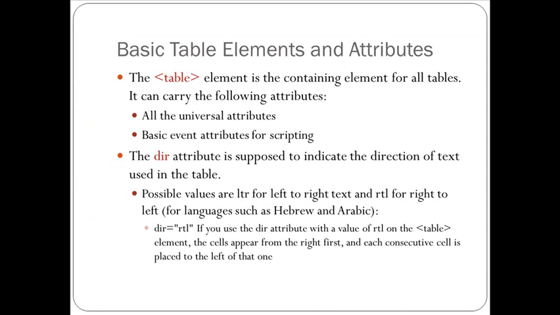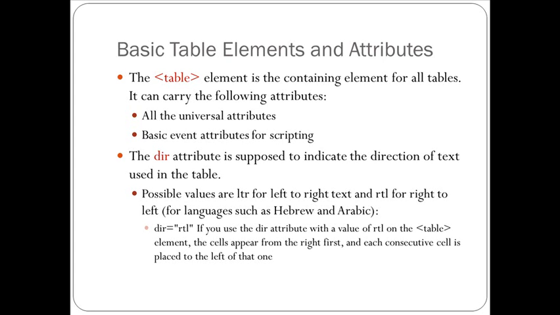The table element is the containing element for all tables. It can carry the following attributes: all the universal attributes and the basic event attributes for scripting, which we'll talk about later. The DIR attribute is supposed to indicate the direction of text used in the table. So possible values are LTR for left to right, or RTL for right to left. Those will be used for languages such as Hebrew and Arabic.